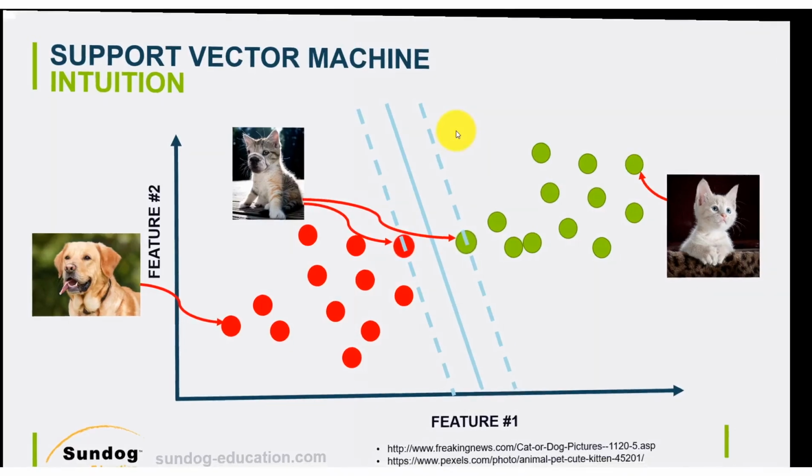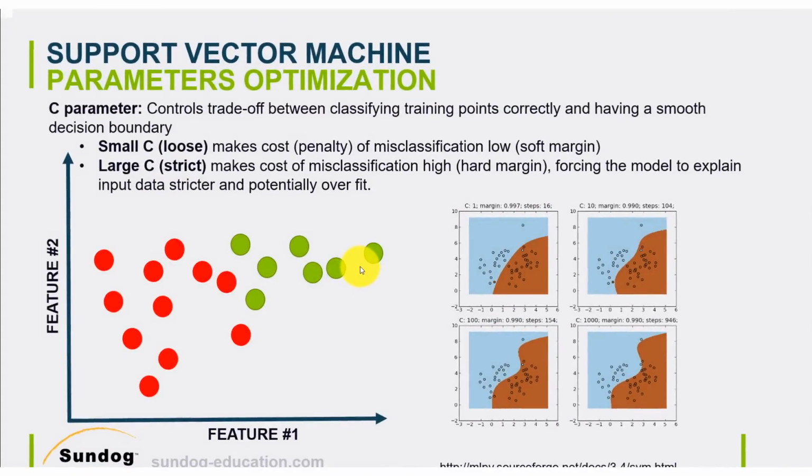So the next point I wanted to discuss is that there are some parameters we need to understand pretty well when it comes to support vector machines, because we're going to use them to get better results as we move forward. These two parameters are mainly the C parameter and the gamma parameter. The C parameter simply controls the trade-off between classifying training points correctly and having a smooth decision boundary. What do you mean by this?